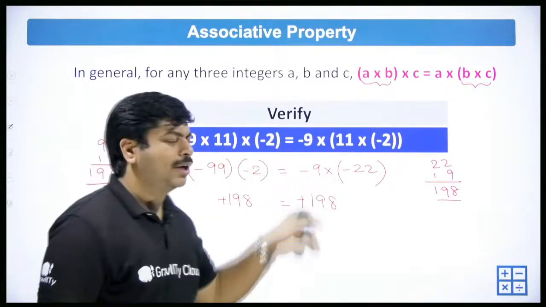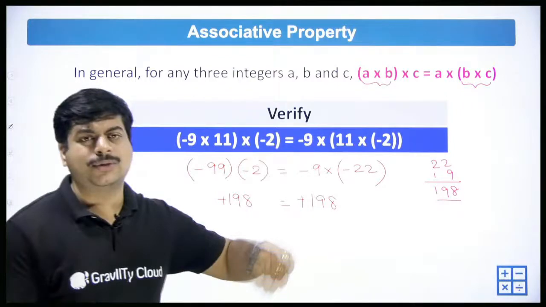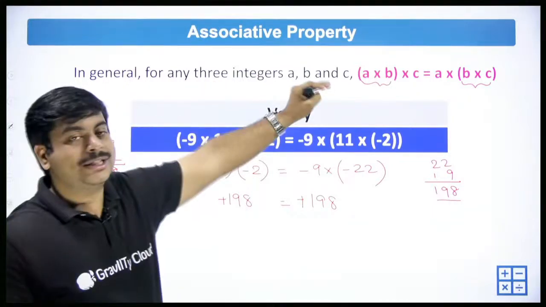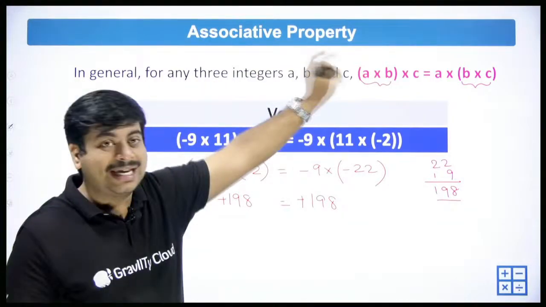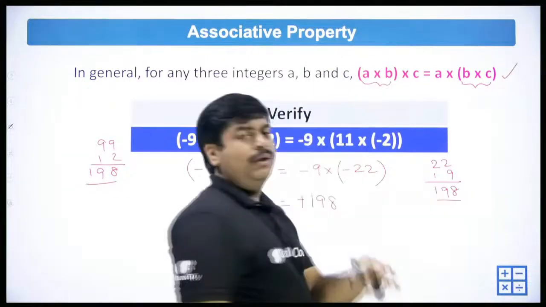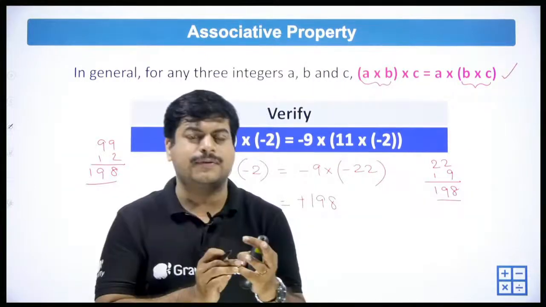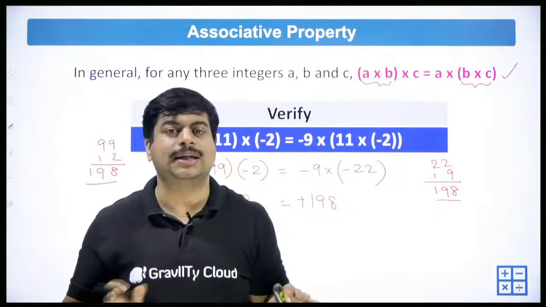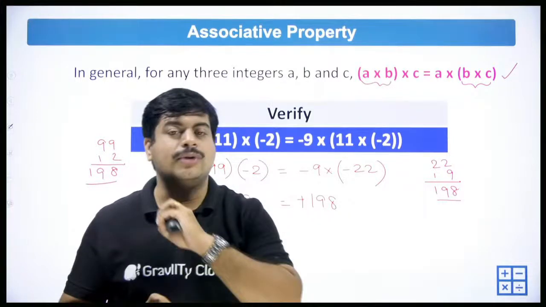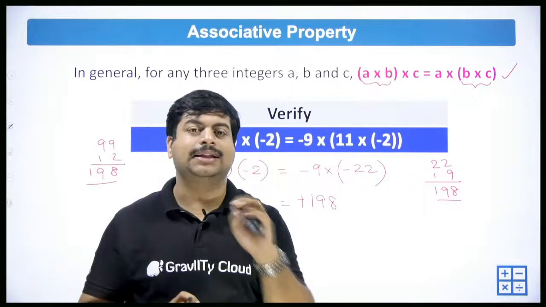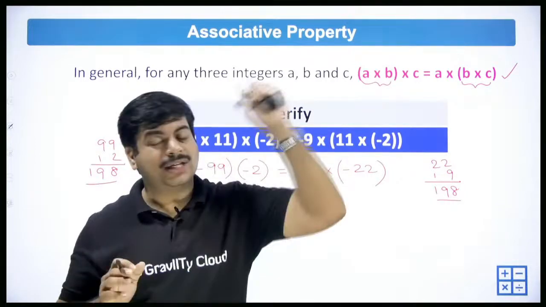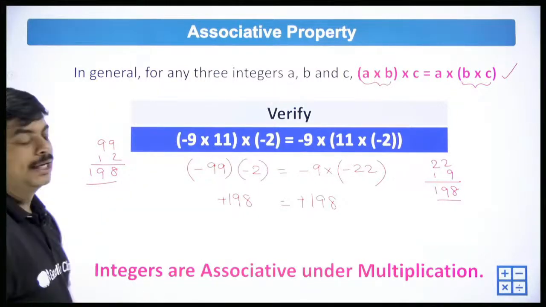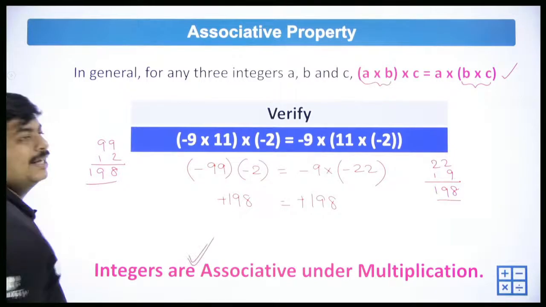Not only this one, you can take any numbers: positive, negative, zeros, every integer. So in associative property, multiplication is valid. That means that relation is correct. It is true. We can multiply in any order. Not only in integers, but when you take natural numbers, whole numbers, zero as well, positive, negative, whatever the numbers, you can multiply in any order and you will get the same answer at the end, just like the addition. You can add in any order, right? But not subtraction. So what I can conclude here is that integers are associative under multiplication. That means associative properties are valid for integers.